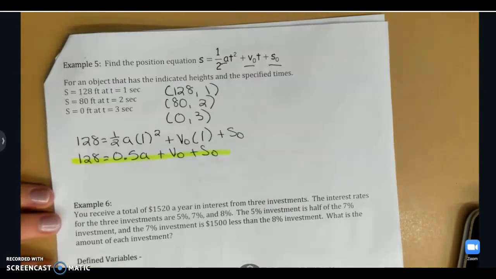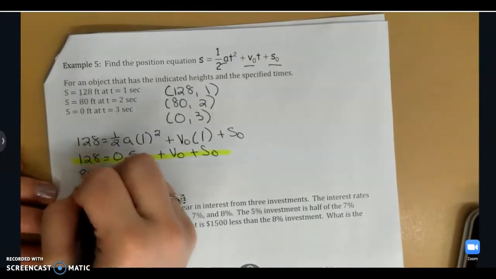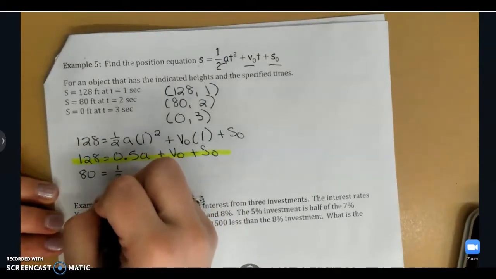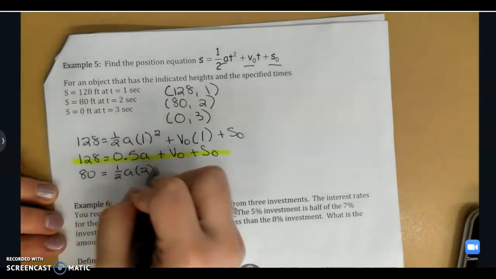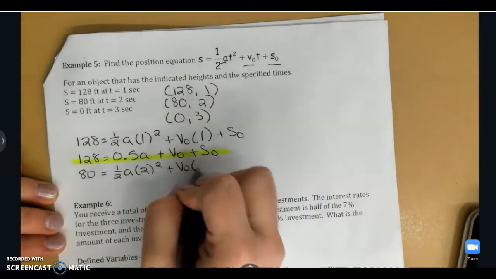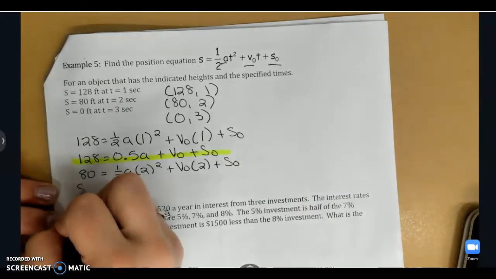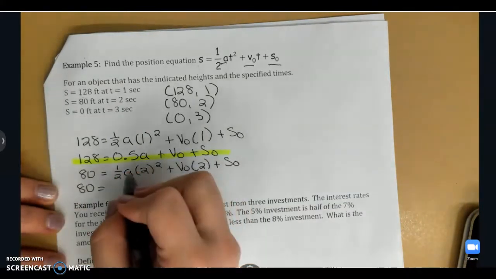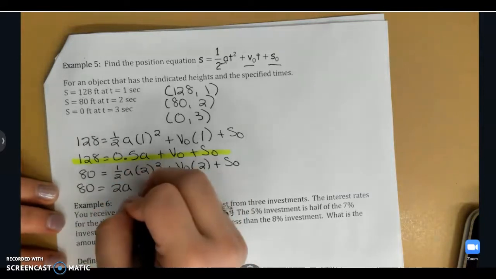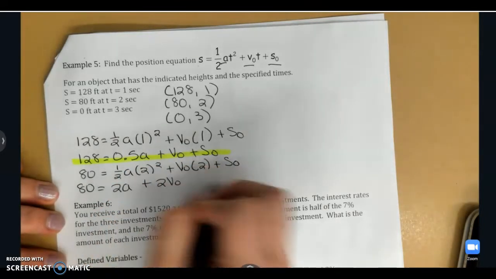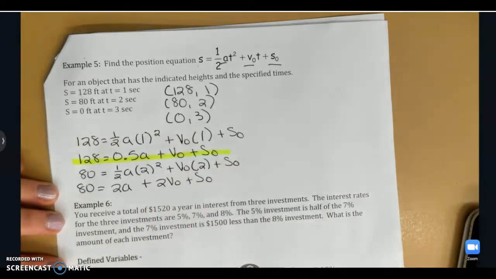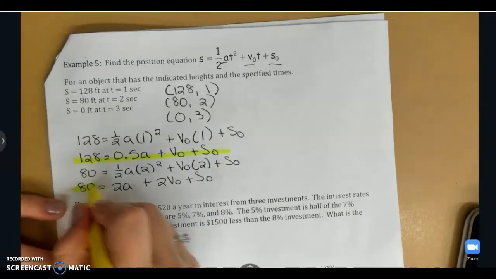Then our next one is going to be that 80 is equal to 1/2 A times 2 squared plus V naught times 2 plus S naught. So 2 squared is 4 times 1/2 is going to leave us with 2A, 2 V naught, and just our S naught. So there's our second equation.